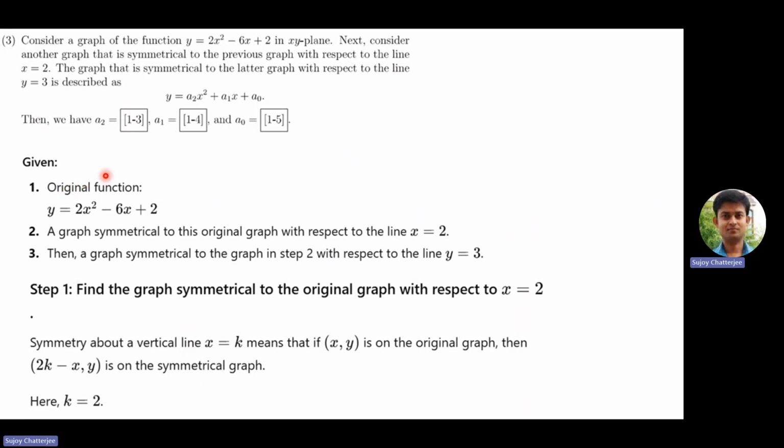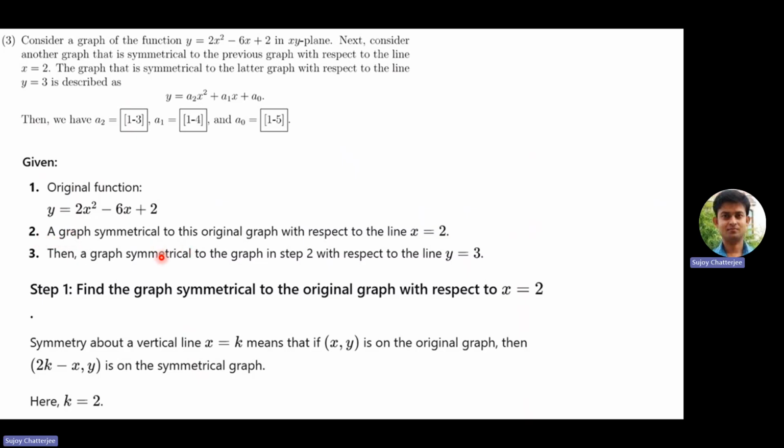So let's summarize what is all given. The original function is y equals 2x squared minus 6x plus 2. Then a graph symmetrical to this original graph with respect to the line x equals 2, and then a graph symmetrical to the graph in step 2 with respect to the line y equals 3. So it is going away from the original graph. So the graph that we are talking about in step 3 is not with respect to the original graph, but with respect to the graph which we got in step 2.